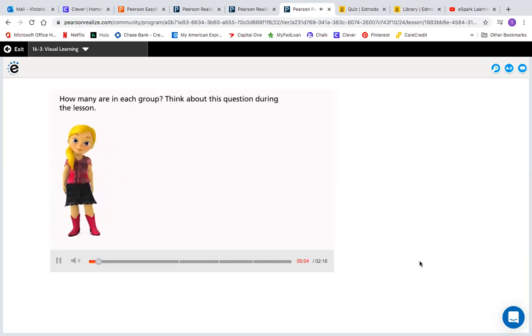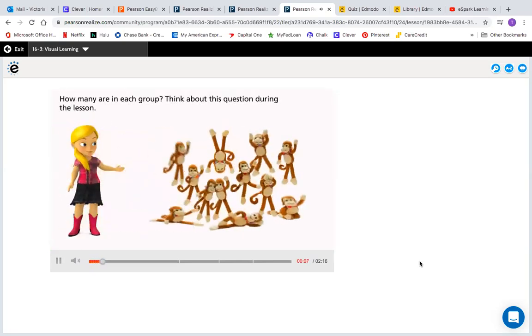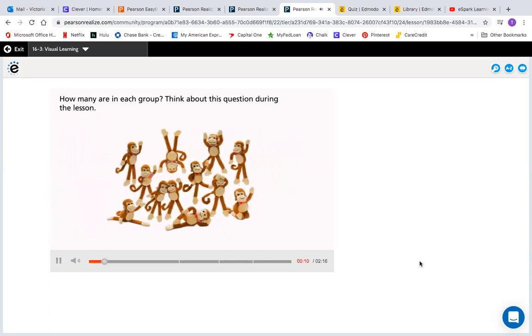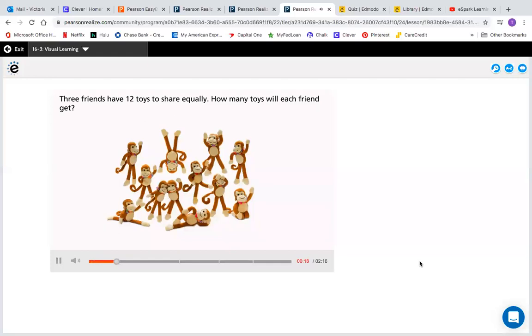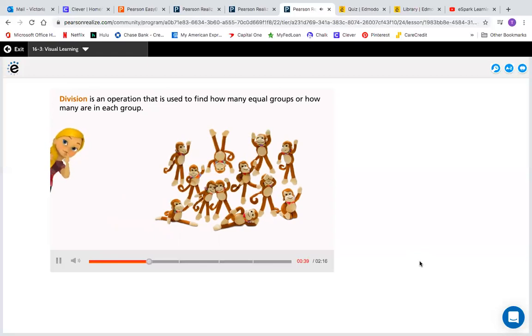How many are in each group? Think about this question during the lesson. 3 friends have 12 toys to share equally. How many toys will each friend get? Into how many groups should you put the toys? Why? You will put the toys into 3 equal groups because there are 3 friends who want to share the toys equally. Division is an operation that is used to find how many equal groups or how many are in each group.